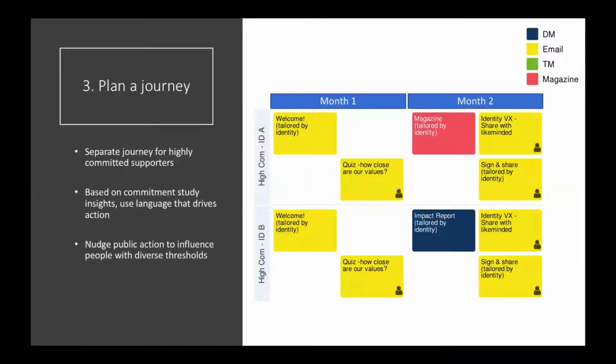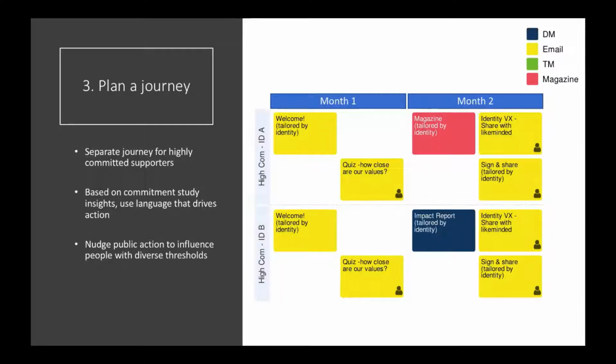So what happens here? We welcome them with an email, which is tailored based on their identity. We prime who they are, and we use the language that we know increases their commitment. But the commitment study doesn't just tell us what language to use, it also tells us what touch points to use. So for example, maybe we found from the insights work that the magazine is important to identity A, but not to identity B. That's why we only place it and show it to that segment. Or maybe we found that the impact report that we have is only important for identity B, so we only use that for that segment.